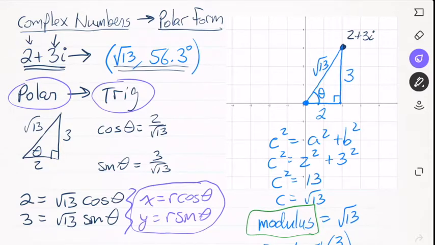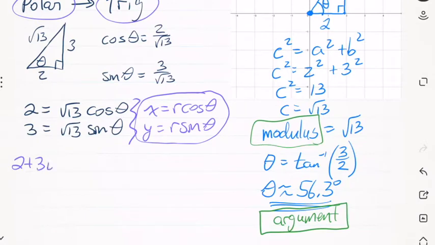So if we write this out, and it's going to get a little weird, we're going to have 2 plus 3i, where 2 is the x and 3 is the y, is equal to the square root of 13 cosine of, and I'm not going to write 56.3 degrees, I'm just going to write theta, plus, and then this i has to be involved from the original number 2 plus 3i, so I'm going to put that next to the sine, so it would be square root of 13 times i times sine of theta.